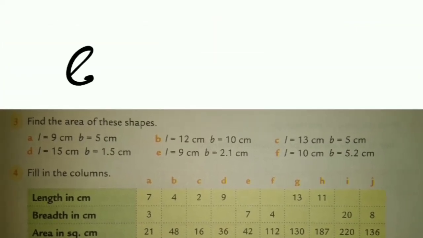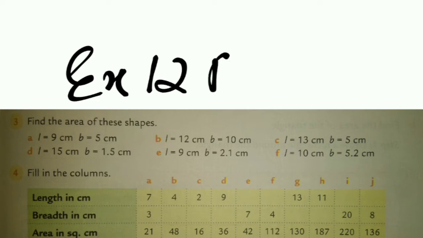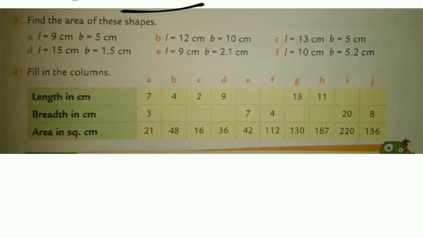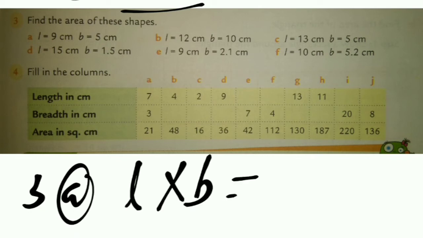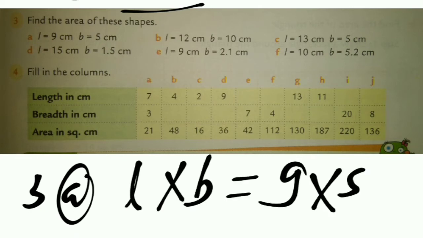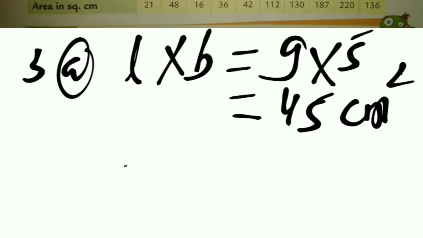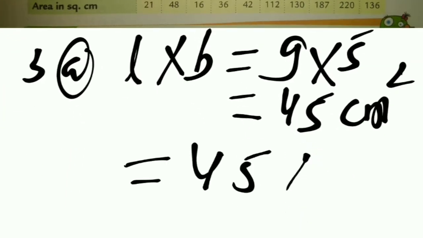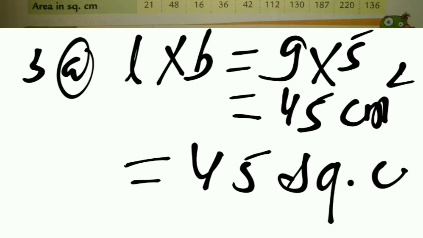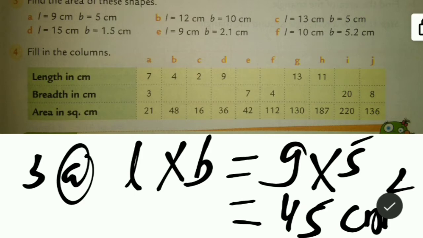Exercise 12b. In this one, we have to find the area. So, just now I told the formula, that is length into breadth. So, length into breadth means 9 into 5. So, 45 centimeter square, or we can write like this, 45 square cm. The unit of area is square, so we have to write like this.